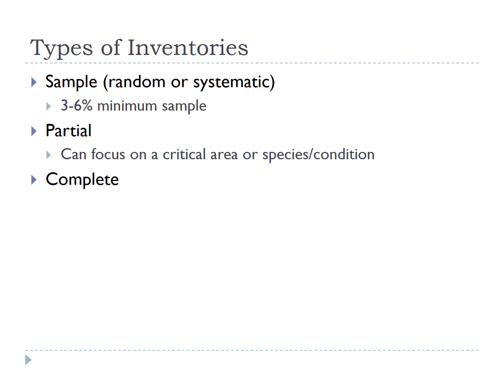We could also do samples. Sample inventories are really helpful when we're trying to do things like determine the number of trees that we have in a community or the diversity of tree species, or when we don't necessarily have the budget to go out and do a complete inventory. We do a sample inventory to get some basic understandings of the characteristics of our forest for broad management planning.